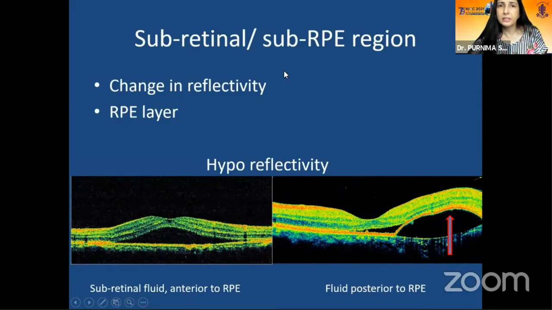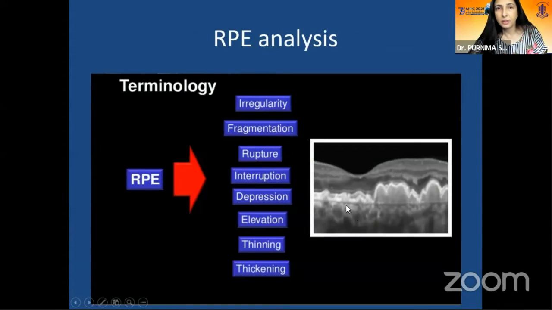Then comes finally the subretinal or the sub-RPE region. Here the reflectivity patterns again we see, and the RPE layer. Here hyporeflectivity indicating the fluid is important in relation to the RPE layer. If the fluid is above the RPE, then it is a subretinal fluid. And if the fluid is below the RPE, then it becomes a PED, a pigment epithelial detachment.